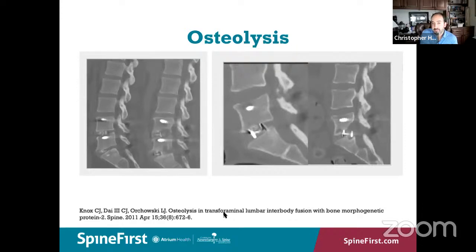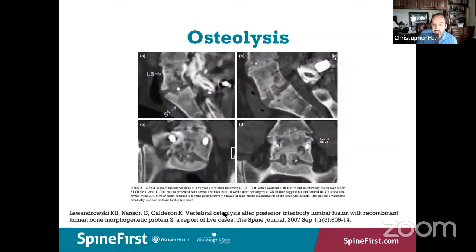You can see in these CT images here that the initial images show implants within the interbody space and subsequent development of a large osteolytic defect. These were cases with PEEK interbody cages and BMP. Here's another example. This is a case in a 50-year-old woman with BMP within the interbody cage. Again, this is typically higher dose BMP.